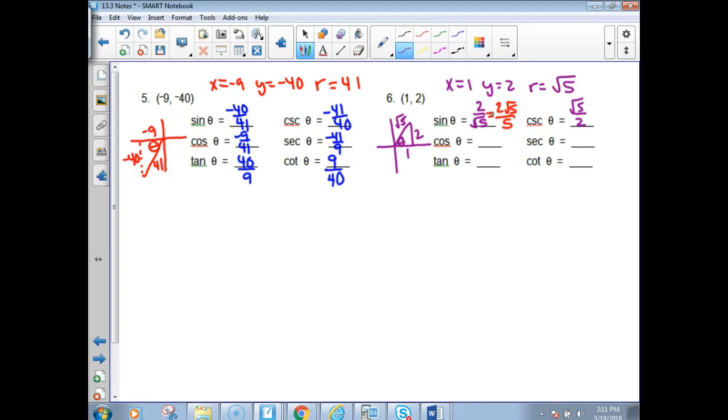For my cosine, I have 1 over the square root of 5, x over r, and the secant would be the square root of 5. If I rationalize my cosine, I'll have the square root of 5 over 5. And the tangent is 2 over 1, or just 2, and the cotangent is 1/2.